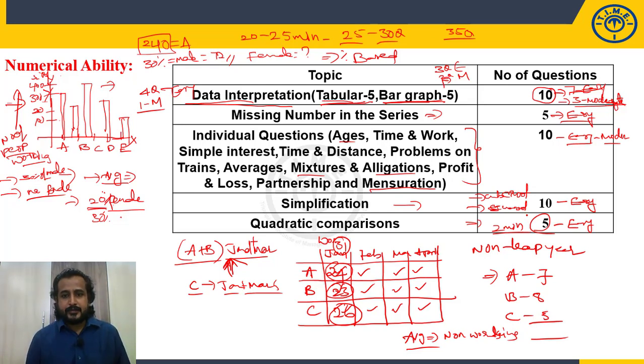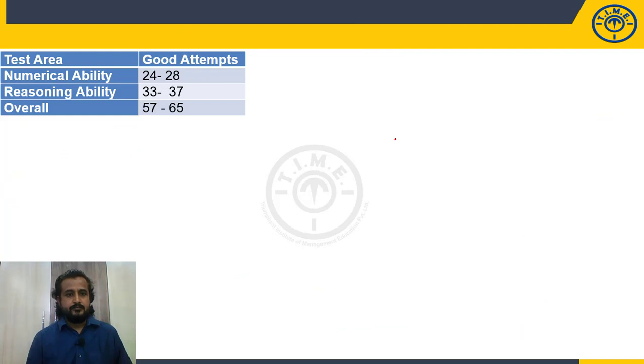Now, let me discuss the missing number series which was given in the exam. Numerical ability: a good number of attempts is 24 to 28 by spending 20 to 25 minutes. If your speed is good, you can answer up to 35 also, but that is the ideal score. Reasoning ability: 33 to 37 by spending 20 to 25 minutes.